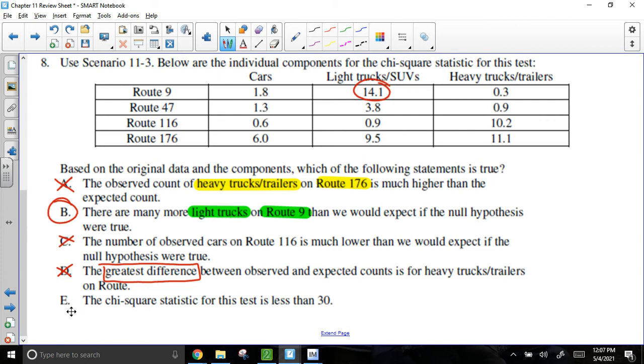And then E, the chi-squared test statistic for this test is less than 30. To figure out the chi-squared, you would have to add all of these up together, and it ends up being greater than 30. So it doesn't end up being that answer as well. So this is the correct answer, because when you compare the light trucks on Route 9, when you compare the observed to the expected, it matches what this one is saying here.